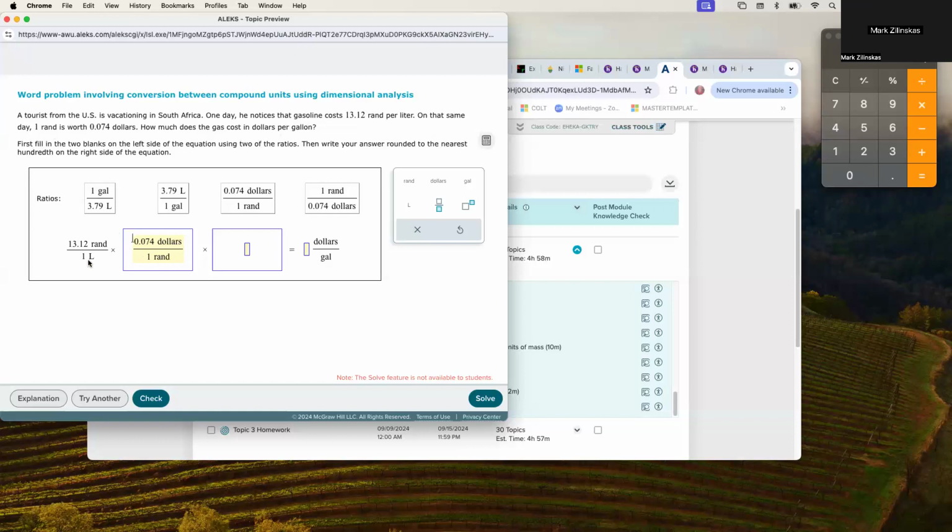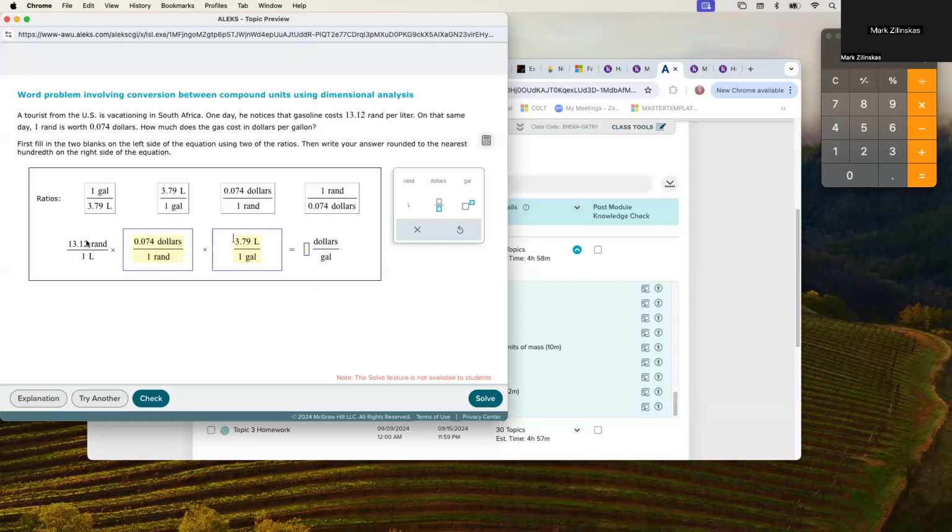We also want the liters to cancel out, and we want gallons in the bottom. So that means we want liters in the top of the one we choose so that it cancels that out, and we want gallons to remain in the bottom. So again, this is the obvious choice here, because now the liters will cancel out and the gallons will be in the bottom. As we said, rands cancel out, liters cancel out, and that leaves us with dollars and gallons.